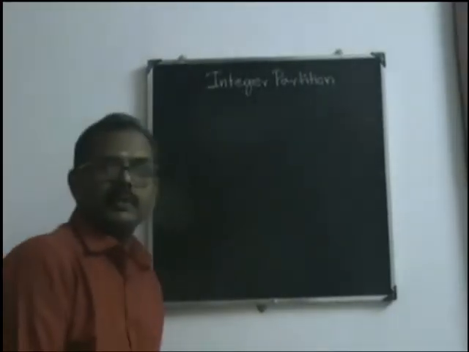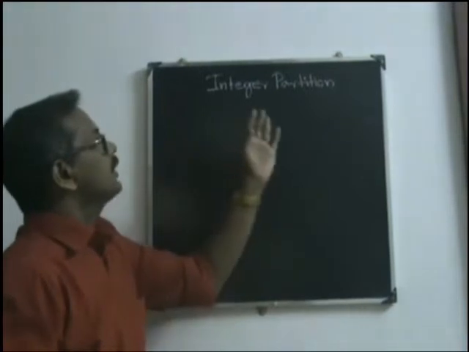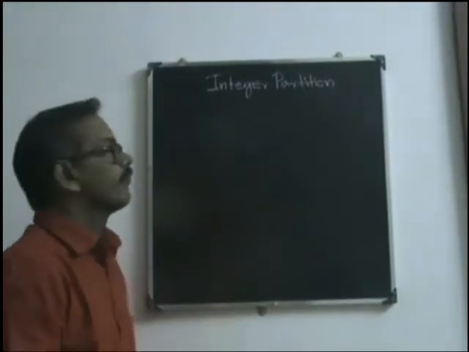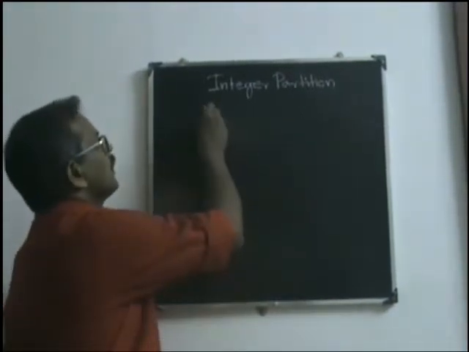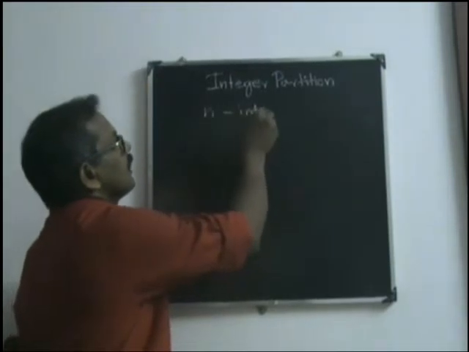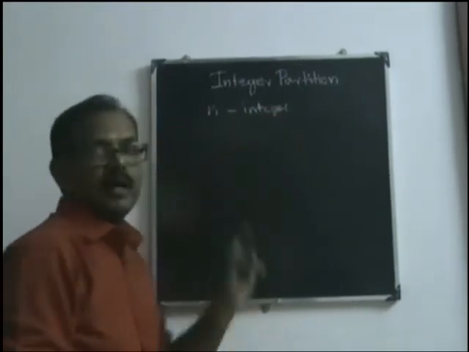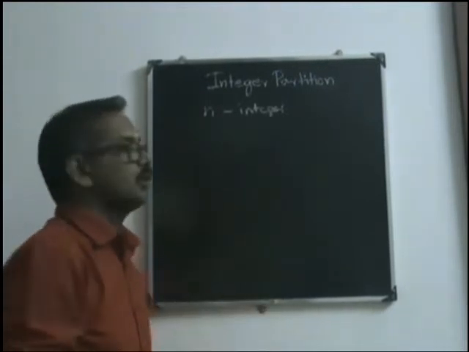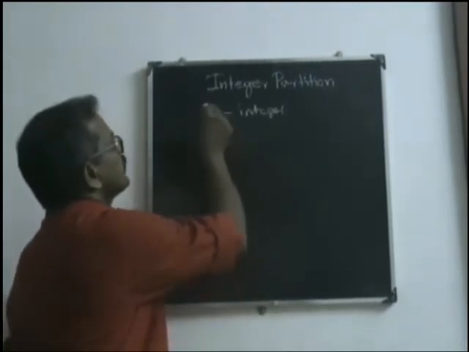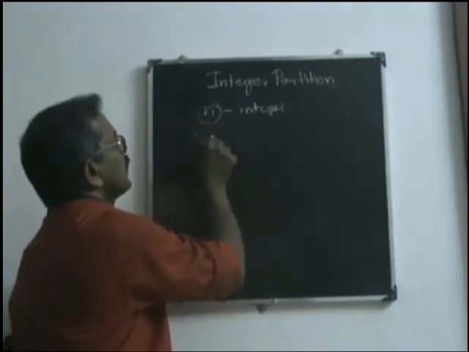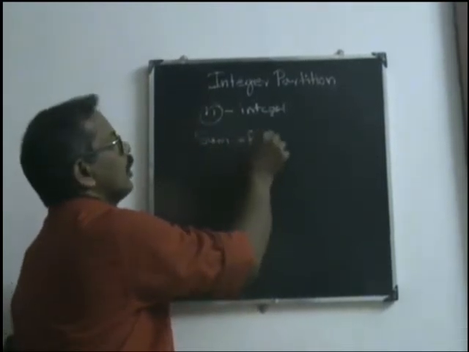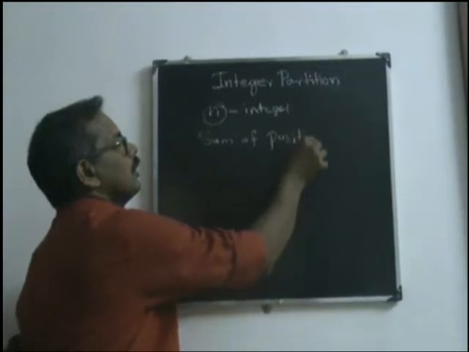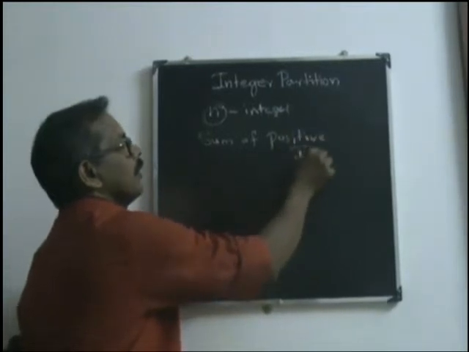Okay, today we can see how to partition an integer. That is, this is an integer n. So we have to write this integer as a sum of positive integers. What we have to do is, this n must be written as a sum of positive integers.